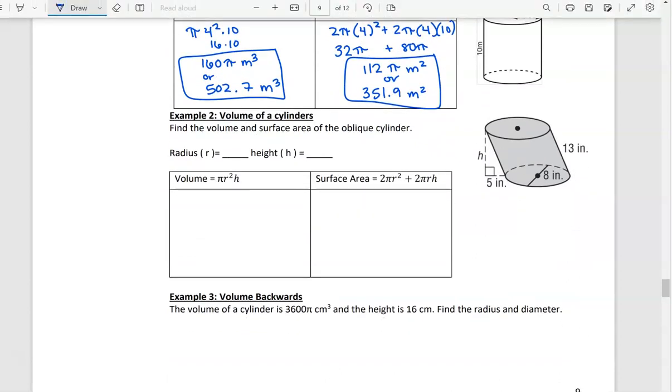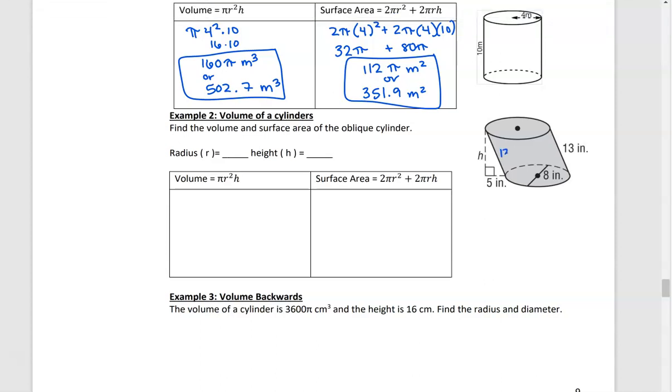But in this case, it looks like we do need to find the height because we have kind of this slanted one. So we need the perpendicular height. So if we have 13 for its kind of hypotenuse and we have 5 for one leg, we want to figure out what that other leg is. So we're going to go ahead and subtract 25 from 13 squared, which is 169. So subtracting that is going to be 144, and then we do the square root. So 12 is the height. The radius is 4 because this is the diameter, so it's half that.